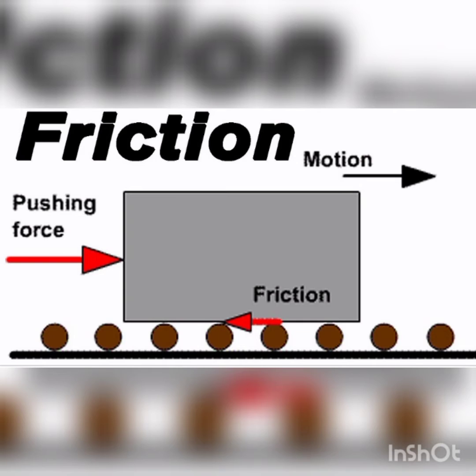Friction always opposes the motion and it produces heat. For example, if you rub your hands, you can feel that heat. So friction always produces heat. Friction is classified into two: static friction and kinetic friction.